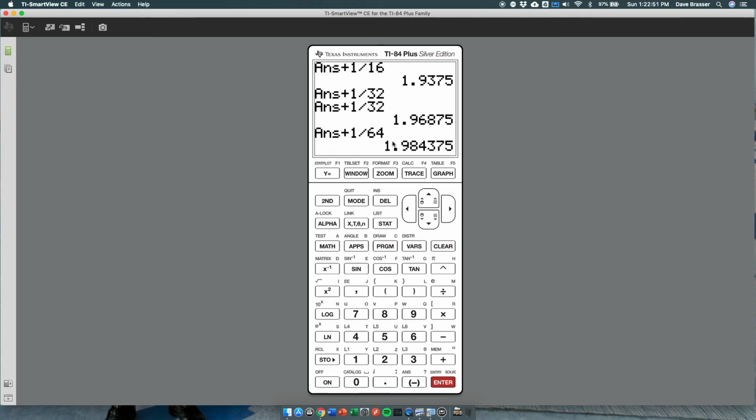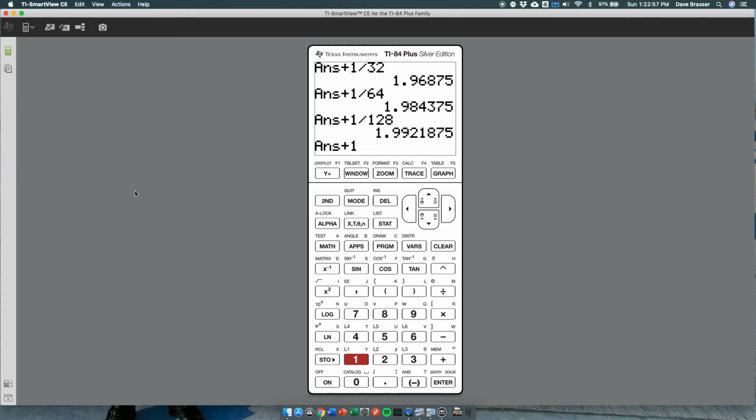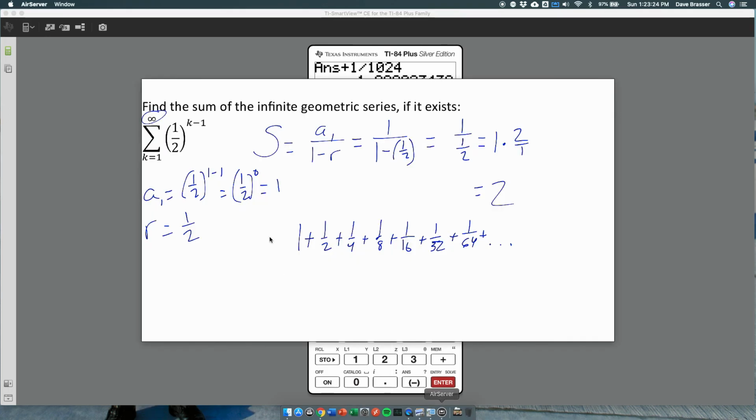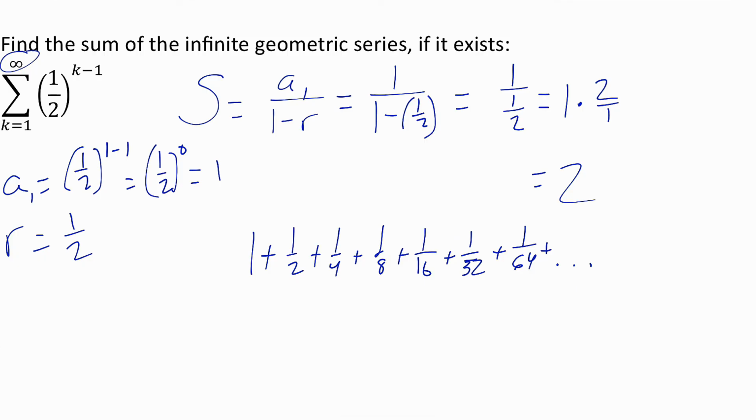Plus 1 divided by 128. Plus 1 divided by 256. You'll see it's getting closer and closer and closer to 2. Plus 1 divided by 512. Plus 1 divided by 1024. Plus 1 divided by 2048. Plus 1 divided by 4096. Folks, you can see it's getting closer and closer and closer to 2, but never quite getting there. So jumping back to the notes here. The sum of this infinite series is just 2. Crazy.